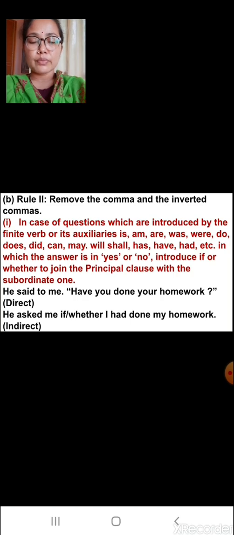He said to me, "Have you done your homework?" Now the same sentence, if we change into indirect speech, it will be, he asked me if or whether I had done my homework.